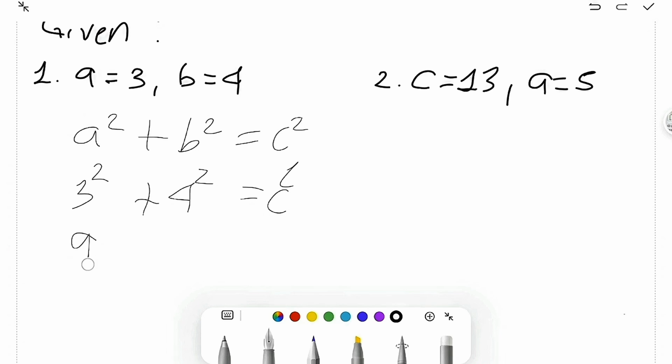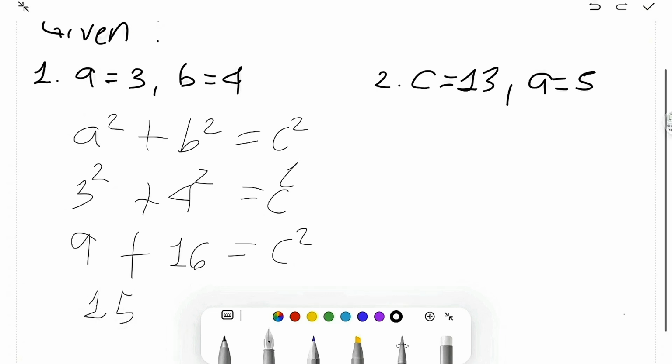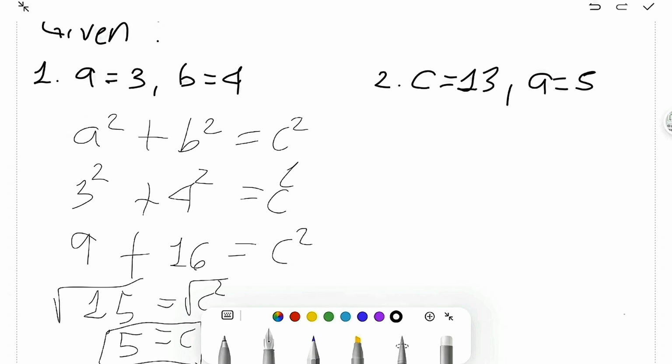3 times 3, we get an answer of 9. 4 times 4, we get an answer of 16. Then c squared. Then the next step is to add 9 plus 16, we get an answer of 25 for c squared. Now step 5 is to square root both sides. So the square root gives an answer of c equals 5. So this is the final answer of number 1. So the hypotenuse is 5.